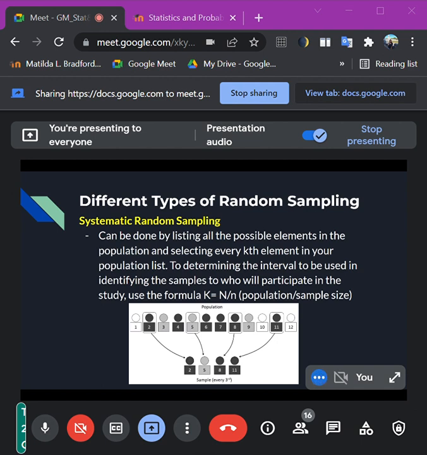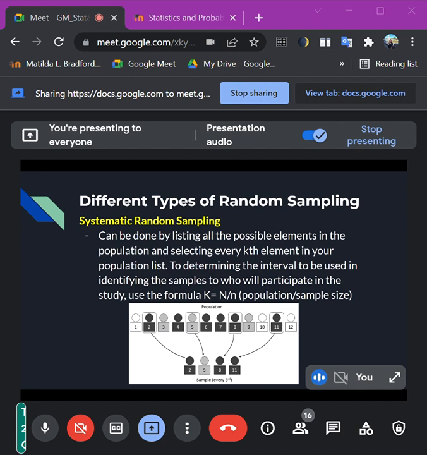Everyone counts off, random counting by seating arrangement. And then I say, okay, I will select those students who count a multiple of 7, like for example 7, 14, 21, 28. Those are the ones I will get. Okay? And so on and so forth. So that is systematic random sampling.